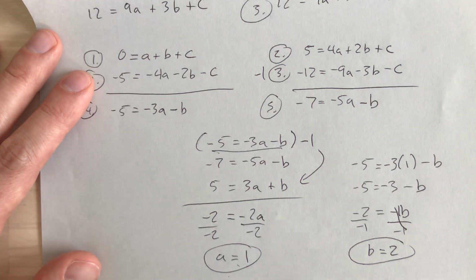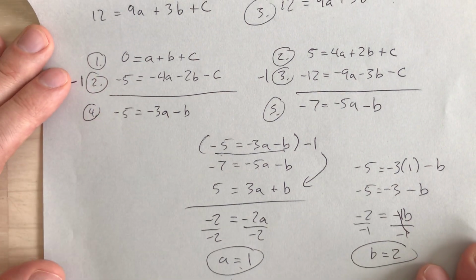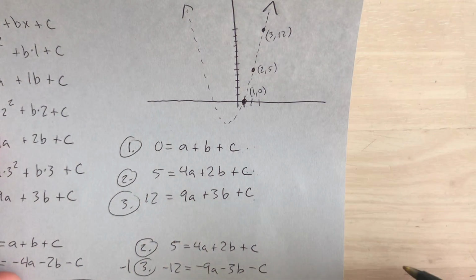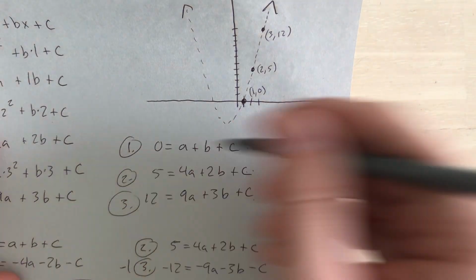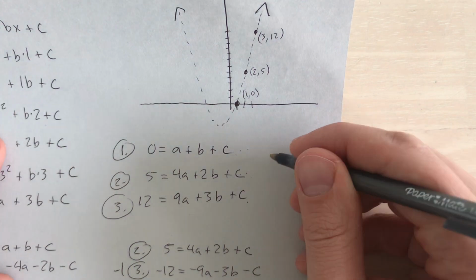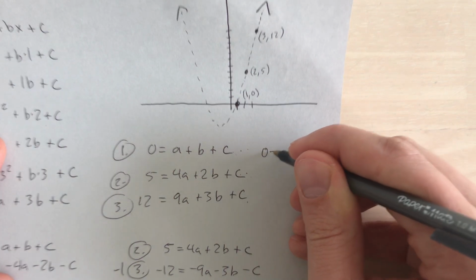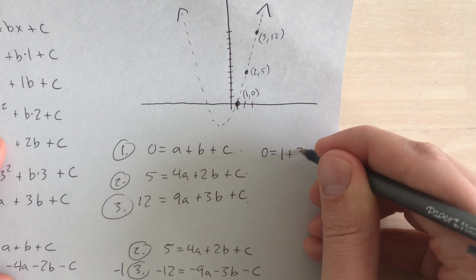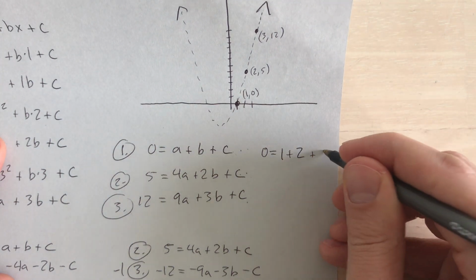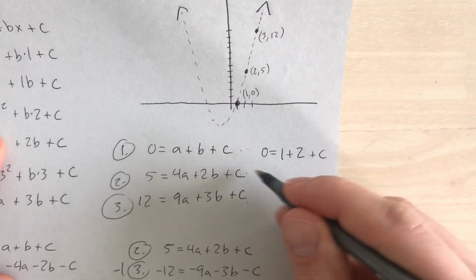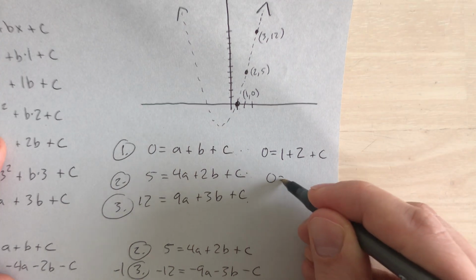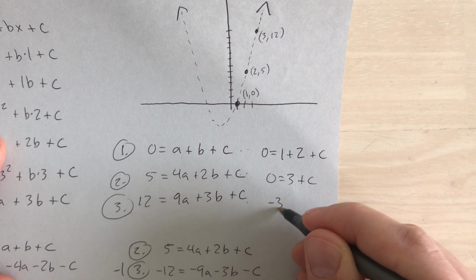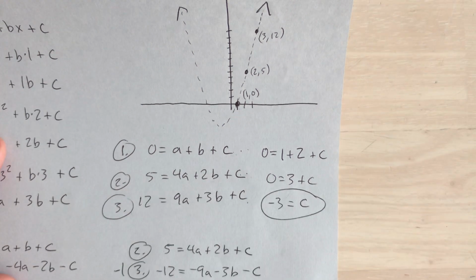So I got a, I got b, and then last but not least, I can go back to one of my original equations to figure out what c is. So I'll just use this first equation. I'm going to replace all the information here. So it's going to be 0 equals 1 because a is 1, plus 2 because b is 2. And then I'm going to solve for c. So I'm going to go ahead and add these two together. I'll get 3 plus c. I'm going to subtract 3 to the other side, and that will be my c.